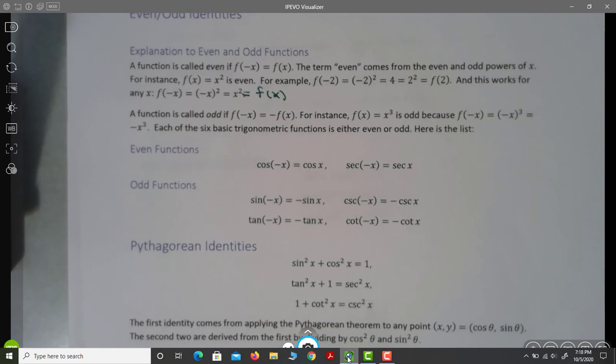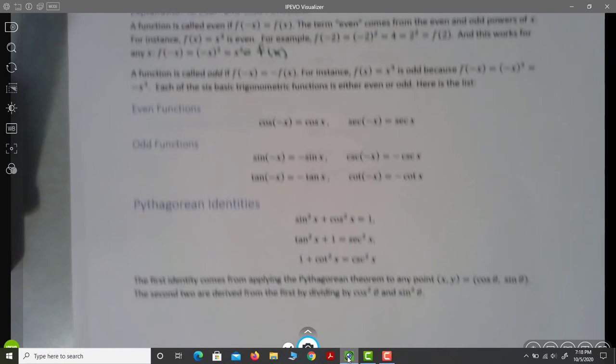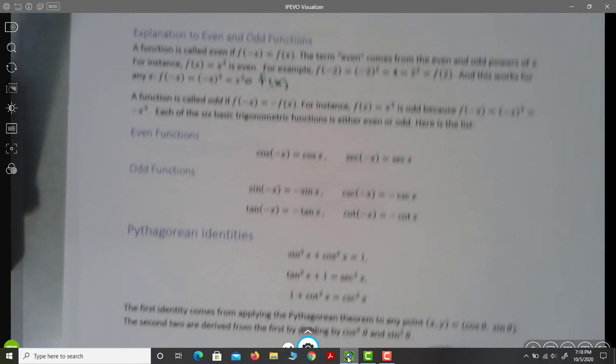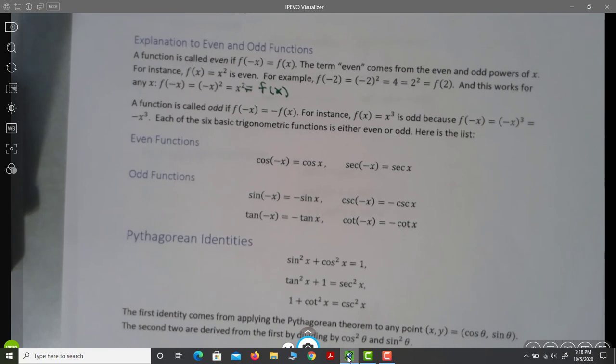Okay, that is a list of the identities. I think if you count them up, you'll find out that there are 14. And I will show you in the next video how to make use of them.